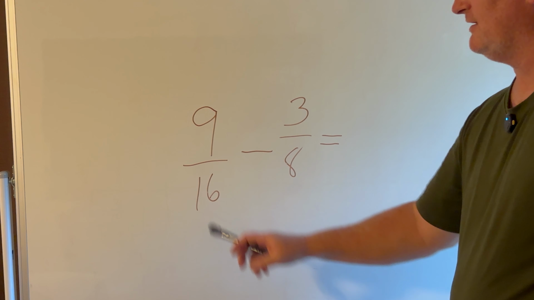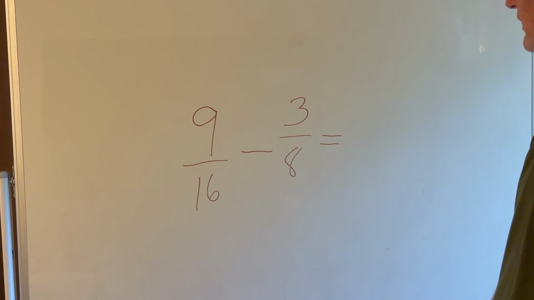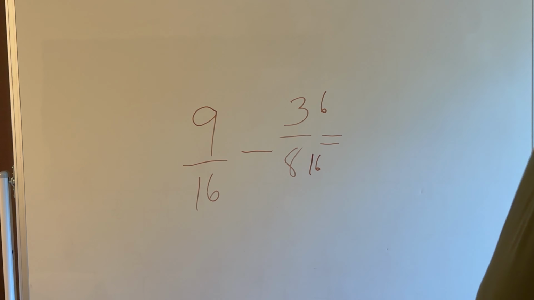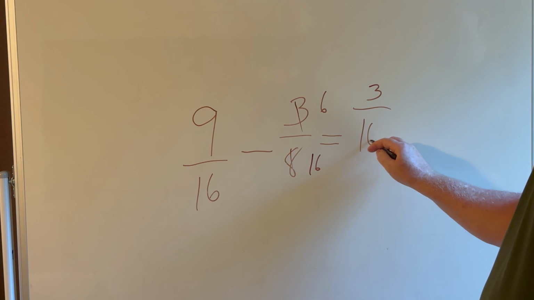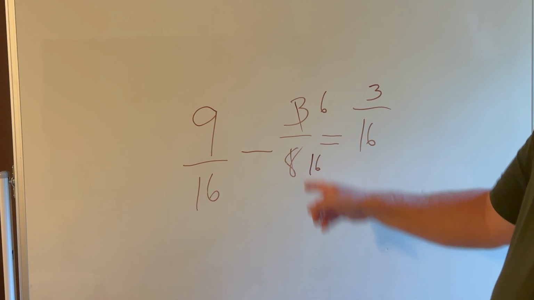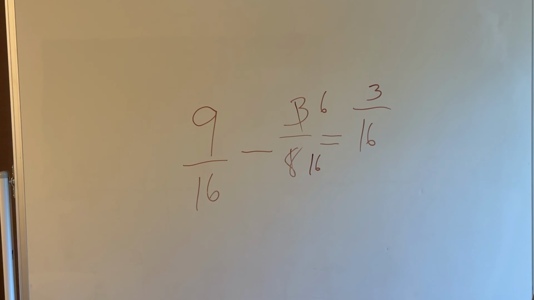We got to turn that 8 into a 16. So how can we do that? Well, all we got to do is times it by 2, right? We can make this 16 and we can make this 6. So we have 6/16. Now we subtract straight across, right? 9 minus 6 equals 3. And we keep our bottom number. So our answer is 3/16. We're taking a little over an eighth away. We end up with 3/16.